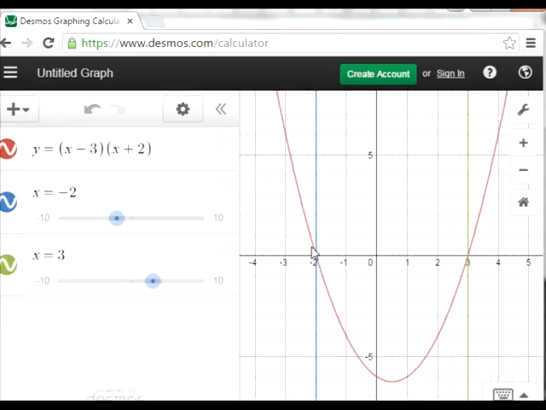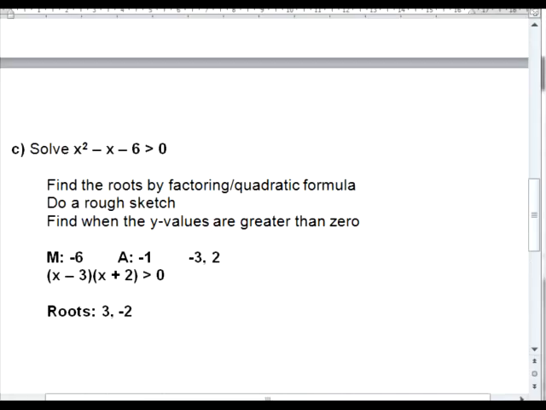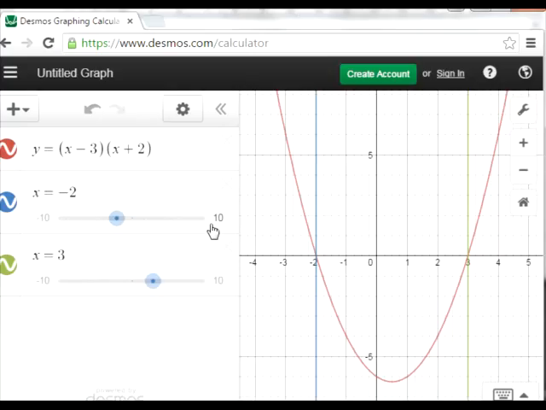So when x is less than -2, the y value is positive. When x is bigger than 3, the y value is positive. But between -2 and 3, the y value is going to be negative. So we're going to say from our graph then, our solution, x is less than -2 and x is greater than 3.